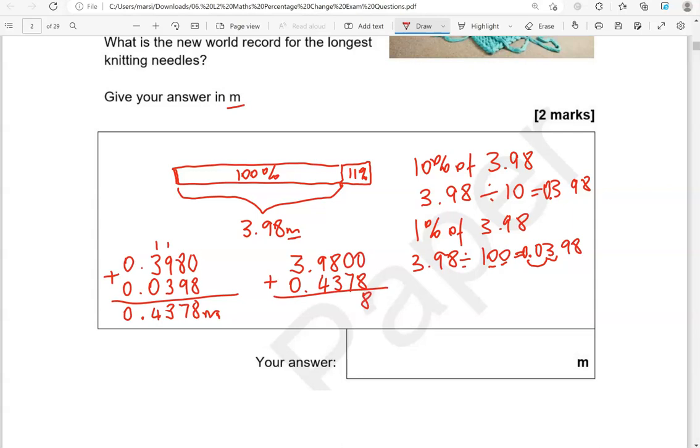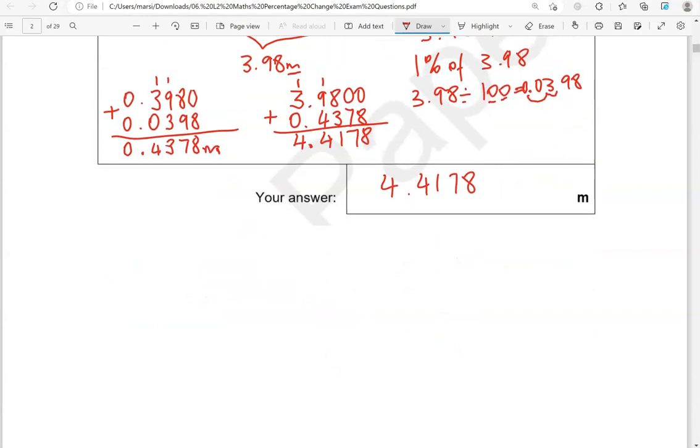0 and 8 is 8, 0 and 7 is 7, 8 and 3 is 11, so 1 down, 1 carried over. 1 and 9 is 10, and the 4 is 14, so 4 down, 1 carried over. 3 and 1 is 4. So 4.4178 meters is the answer.